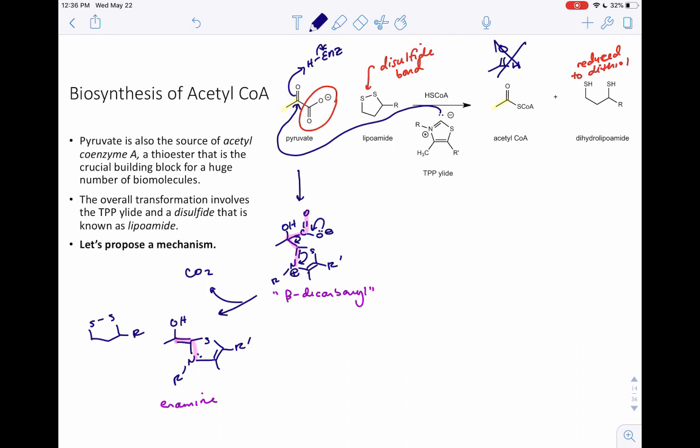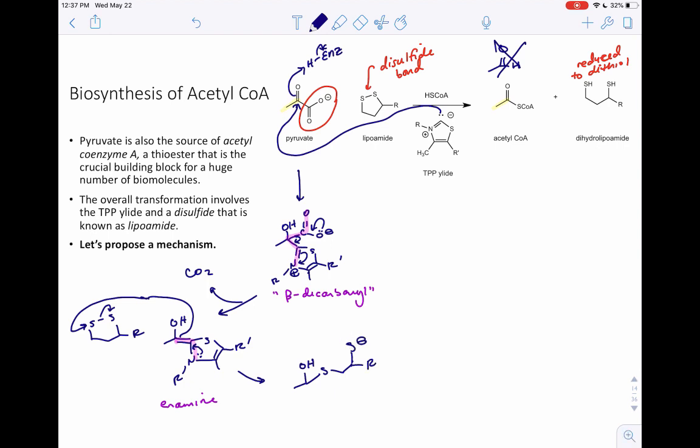Just like last time we saw this intermediate, we are going to have the enamine, that nitrogen, donate its electrons, and something is going to happen at this formerly carbonyl carbon of pyruvate. But this time what happens is it attacks a lipoamide. So it's going to attack sulfur of lipoamide and break the sulfur-sulfur bond. That generates this intermediate. So we've made a bond with that formerly carbonyl carbon.